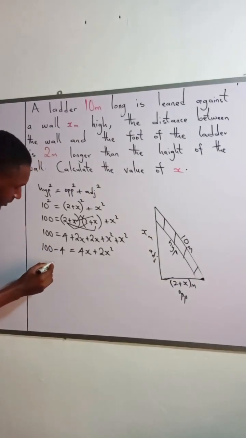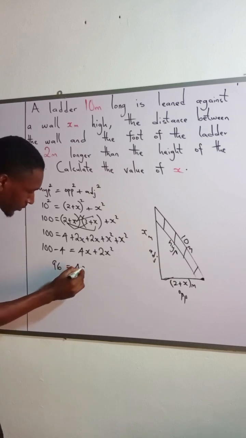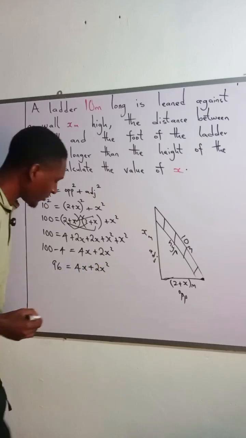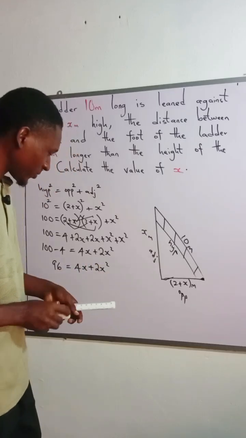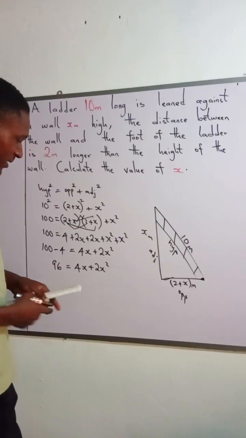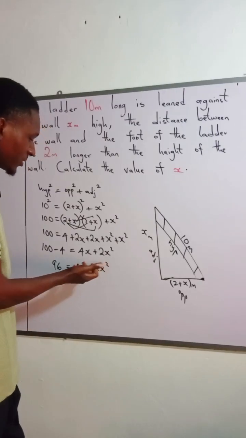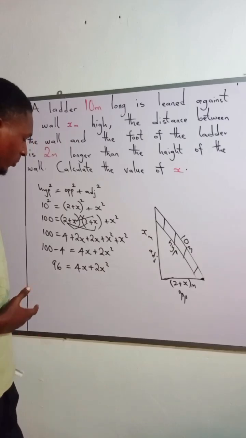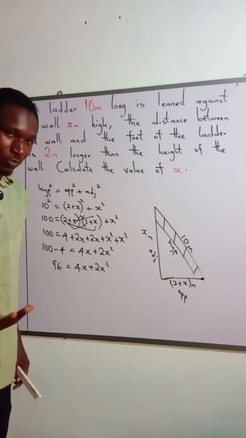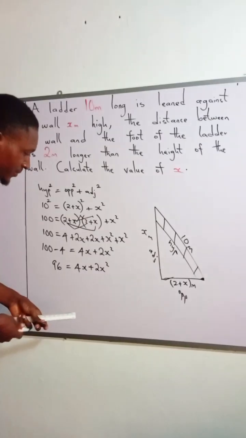So 100 minus 4 gives us 96 equal to 4x plus 2x squared. If we observe, this has taken us to a quadratic equation. Yes, quadratic equation. We can see the highest power of the unknown is what? 2. That is quadratic. So when solving a quadratic equation, you have to move everything to one side, except you are trying to use the completing the square method, and check if it is factorizable.